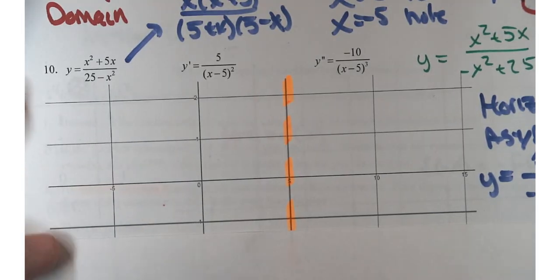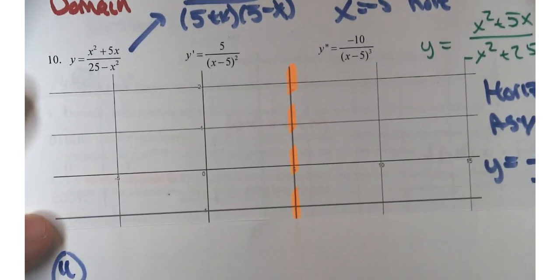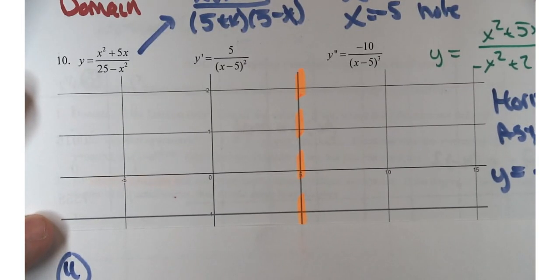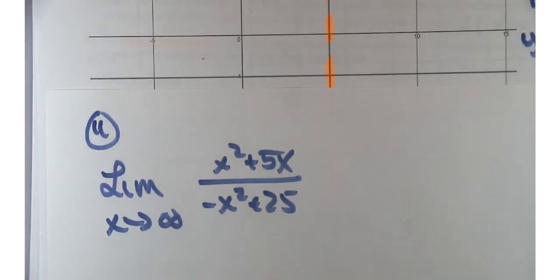So, a real quick look at this. The limit as x approaches infinity of x squared plus 5x over -x squared plus 25. Maybe not too many people are watching the videos that I posted online yet. Can we use L'Hopital's rule? Oh, yes, we can use L'Hopital's rule.